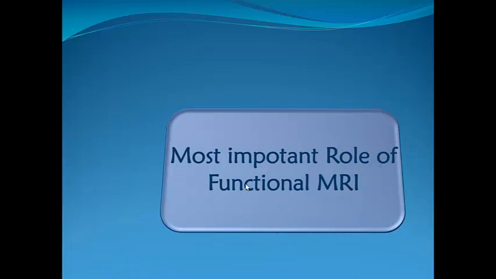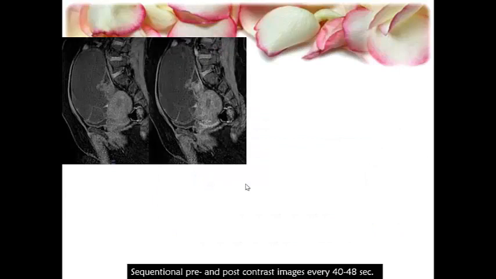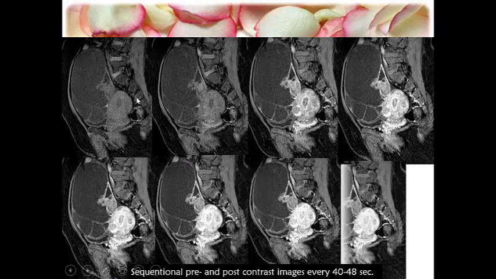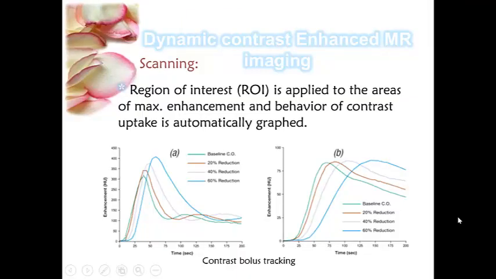The most important role of functional MRI in these cases is the dynamic post-contrast MRI, and this is the dynamic post-contrast MRI. See here, we take sequences like we do in the MRI breast. We take pre and post-contrast sequences and we see the pattern of enhancement. You see here there is early enhancement and there is washout in the delayed film, so this is with malignant lesion. And we can show a curve. You see here the region of interest is applied to the areas of maximum enhancement and the behavior of contrast intake on this graph.